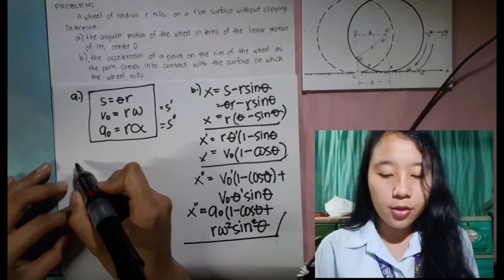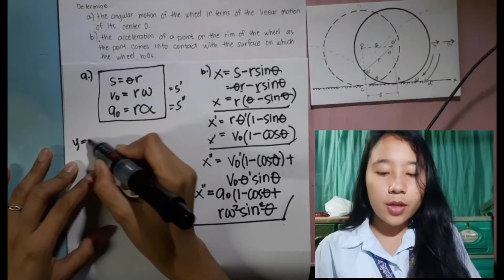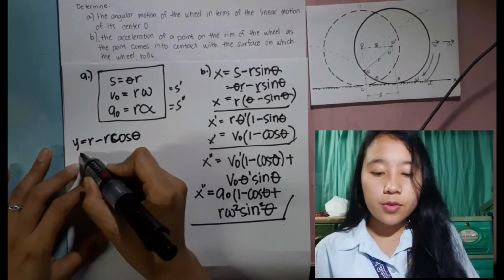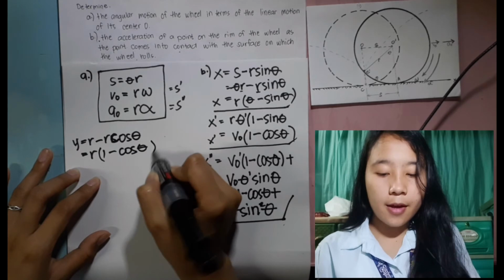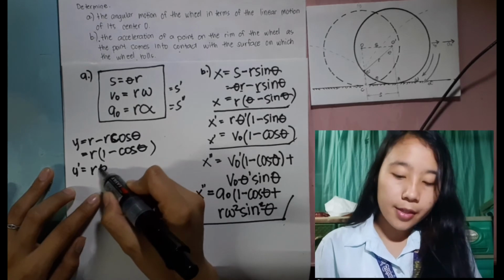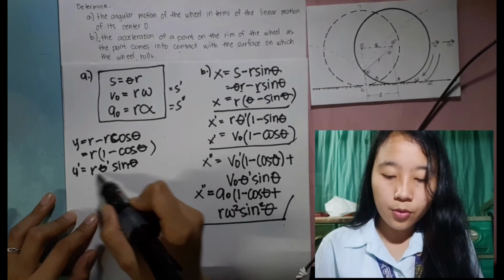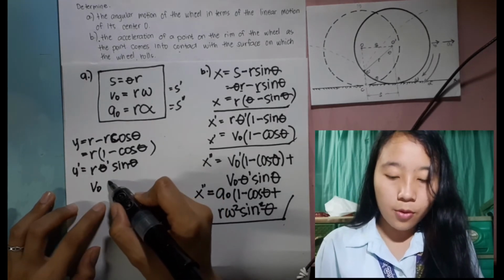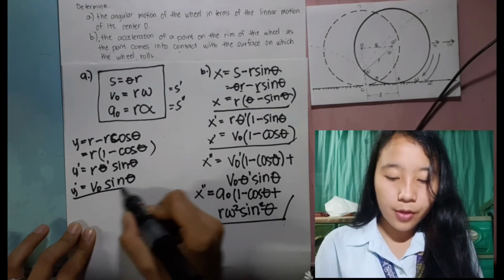So now let us get y. We can write that y is equal to R minus R cosine theta, so R times 1 minus cosine theta. So our y prime is equal to R theta prime sine theta, which we can also write as V sub O sine theta. This is now the value of y prime.